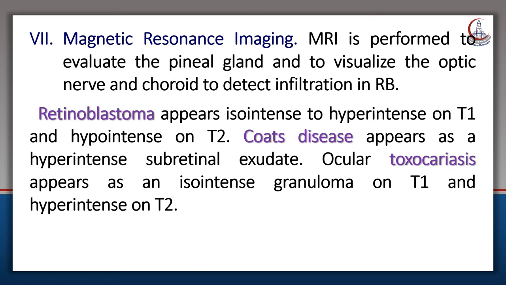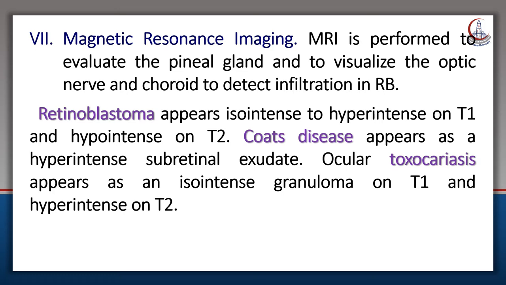Magnetic resonance imaging is performed, especially in bilateral retinoblastoma cases, because a small percentage, about 3 to 6%, may have some tumor near the pineal gland, an intracranial tumor. It is also used to detect involvement of the optic nerve and orbit. It appears isointense to hyperintense on T1 weighted and hypointense on T2 in the MRI, unlike Coats disease, which appears as hyperintense subretinal exudate.